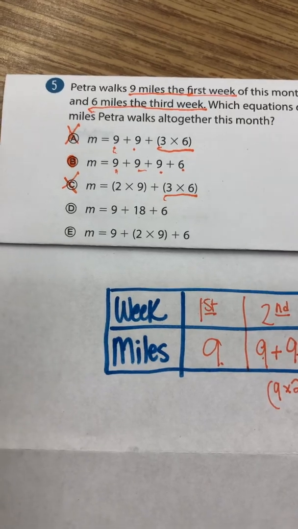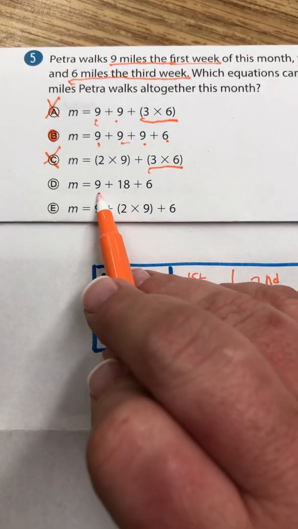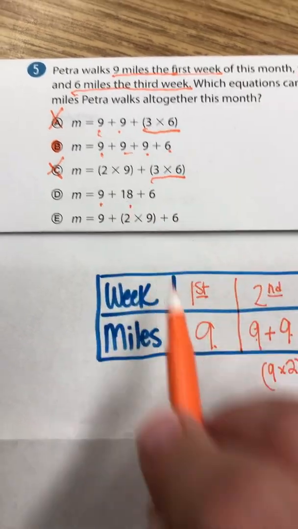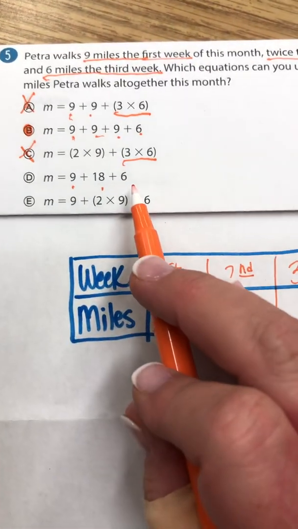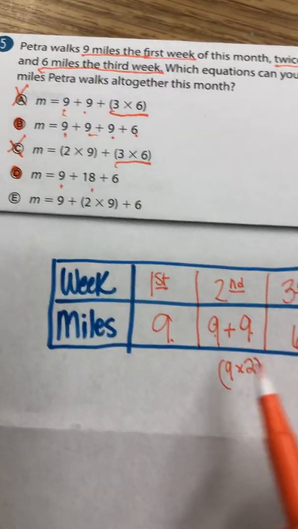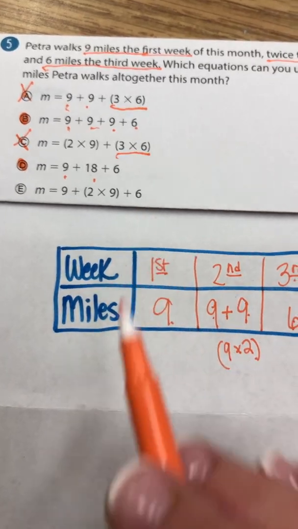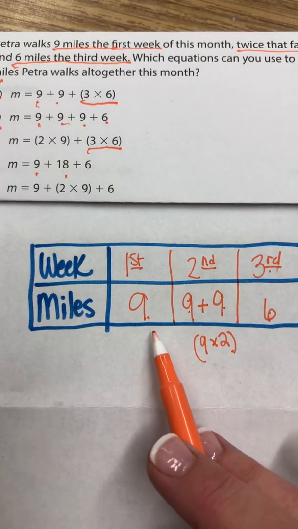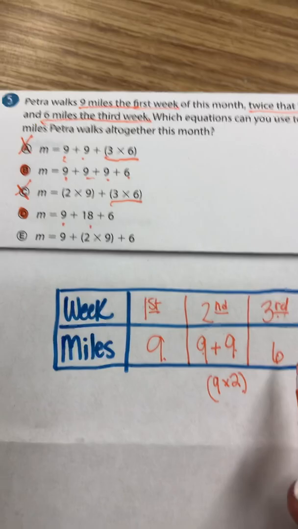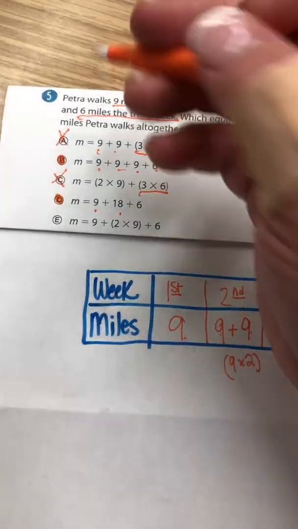And for letter D, we have 9 plus 18 plus 6. I like that. Week 1 is 9. Week 2 totaled 18. And week 3 was 6. So we can take D. And last, we have 9 plus 2 times 9 plus 6. And I think that's wonderful because we have 9, 2 times 9, excuse me, and 6. So we'll choose it.